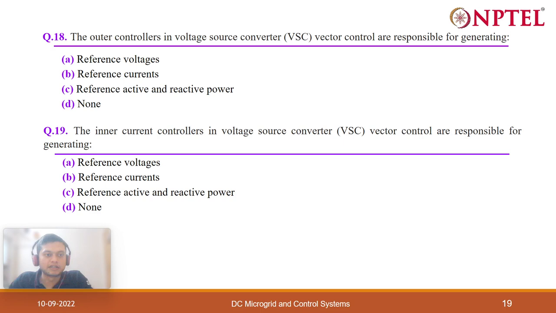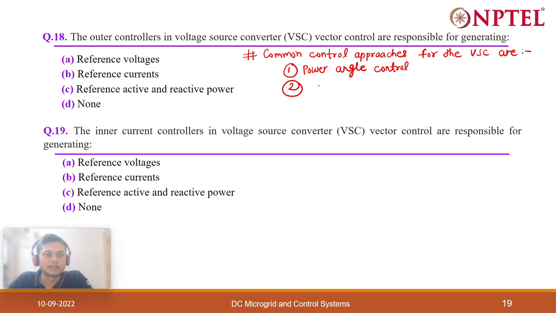For the voltage source converter, the most common control approaches are power angle control and vector current control. So you can write some of the important points about this control of voltage source converter. First is power angle control, second is vector current control.